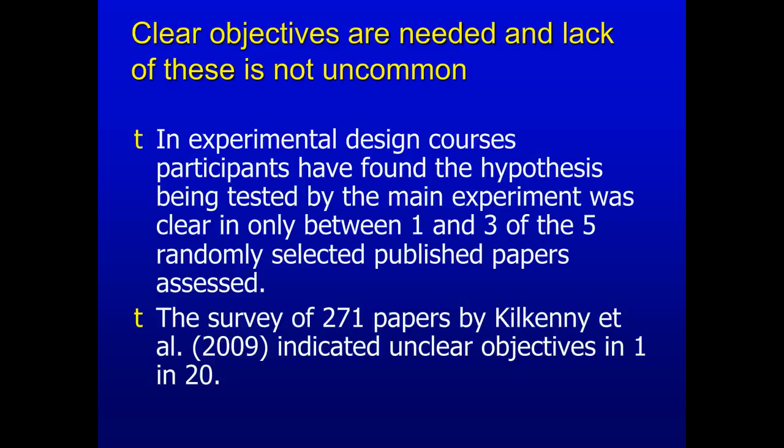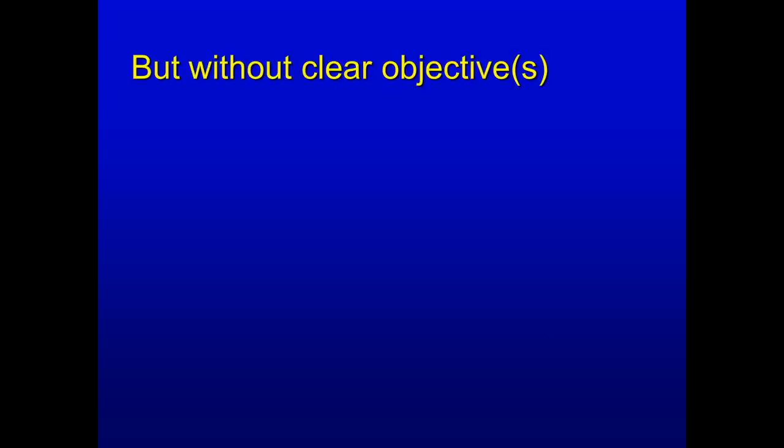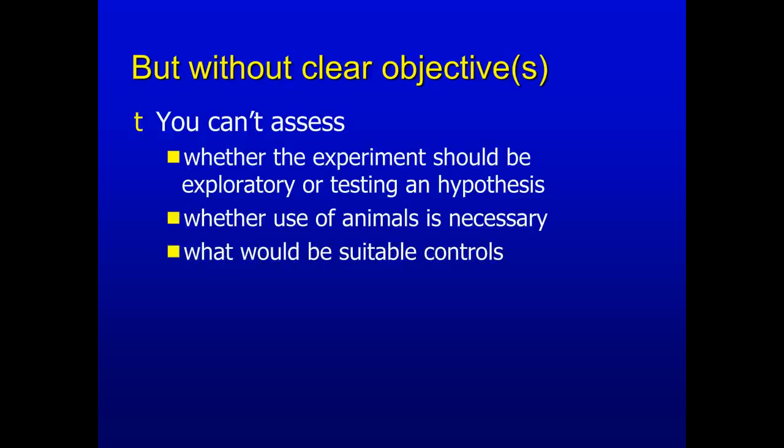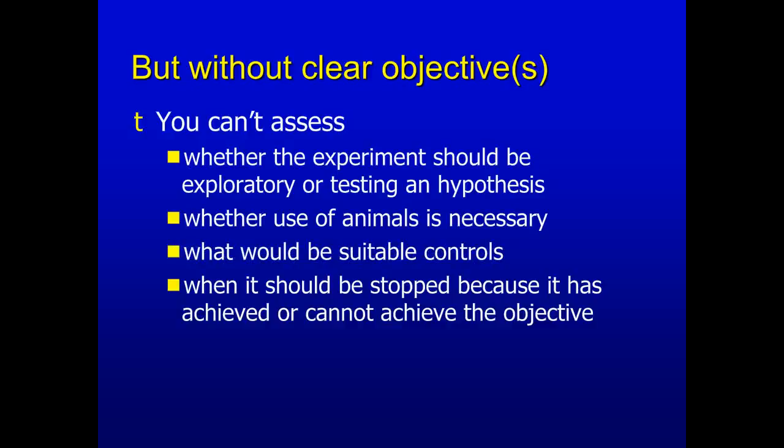Probably more realistic is the result that came from the Kilkenny et al. survey, which indicated that the objectives were not clear in about 5% of the cases. And of course you need clear objectives because you can't assess otherwise whether you need an exploratory experiment or a hypothesis testing one, whether you need animals, what are suitable controls, when it should be stopped because it's been achieved or cannot be achieved, and how to design properly.